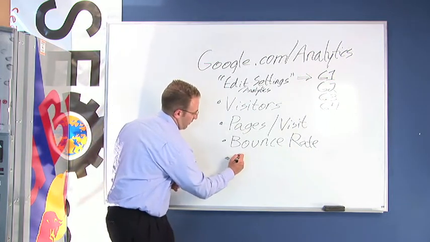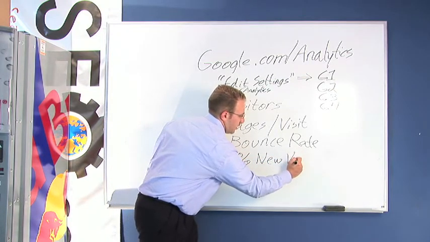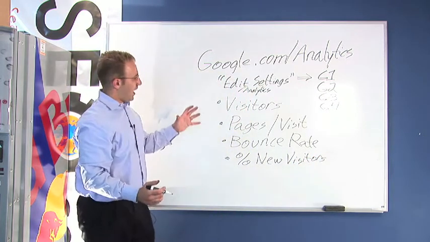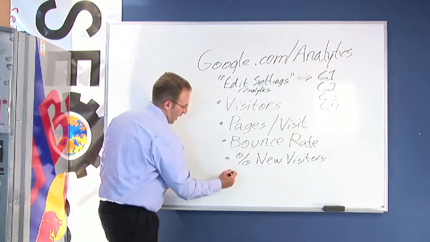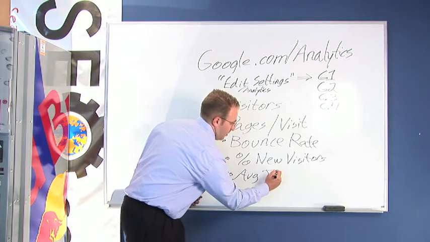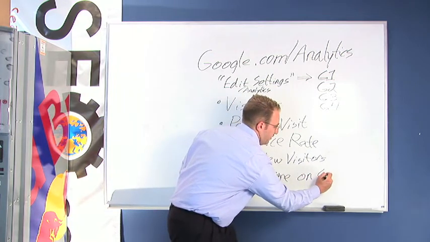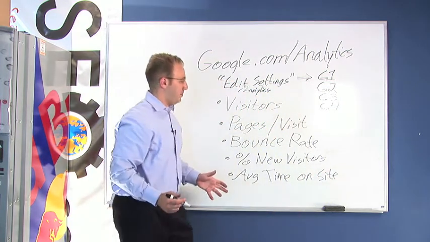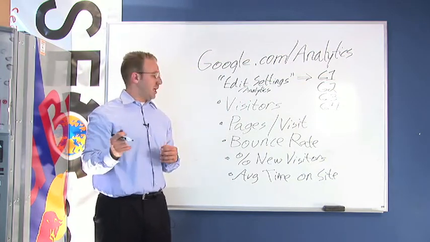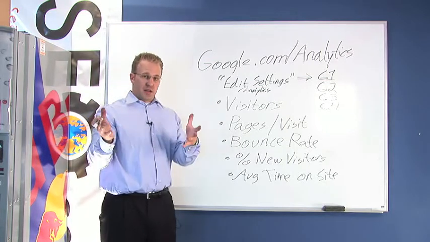You're also going to have the percent of new visitors actually coming to your website. And you're also going to have average time on site, which is the amount of time people are spending on your site in particular. And you can even see down to a page where people are spending time on your site. Google Analytics is a very deep program, and there's a lot of depth as to how to actually look at the information about your website.